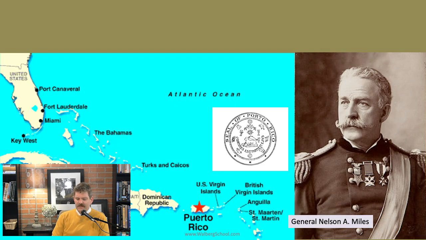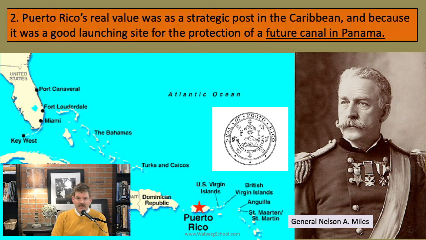Roman numeral number 17. During the Spanish-American War, General Nelson Miles occupied Puerto Rico, and he promised the Puerto Ricans that the United States was there to protect their lives and their property. That protection was carried out by military rule. Puerto Rico's real value was as a strategic post in the Caribbean. Really, as an island that was small and defensible, it was a good launching site for the future protection of a future canal in Panama, which we don't have yet. We'll have one soon, but Americans see it on the horizon and are ready to defend American interests in Panama, and that's more or less why we end up in Puerto Rico.